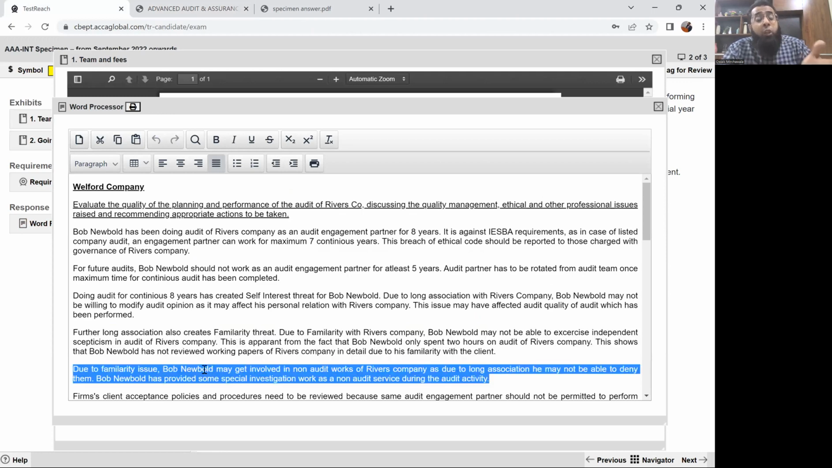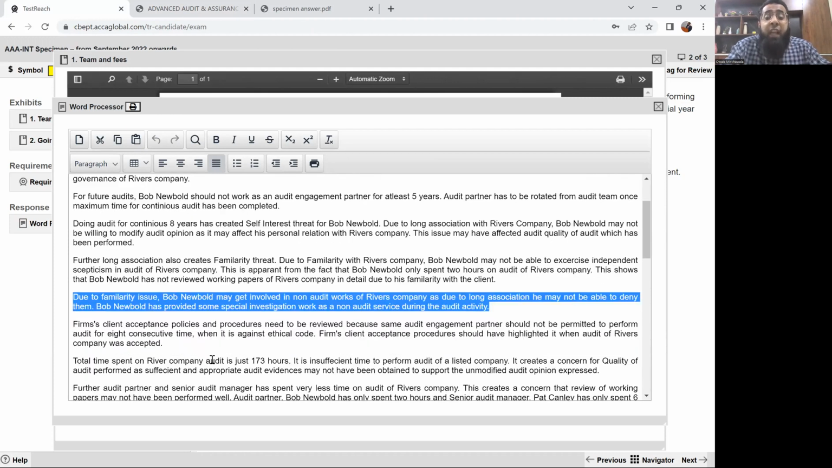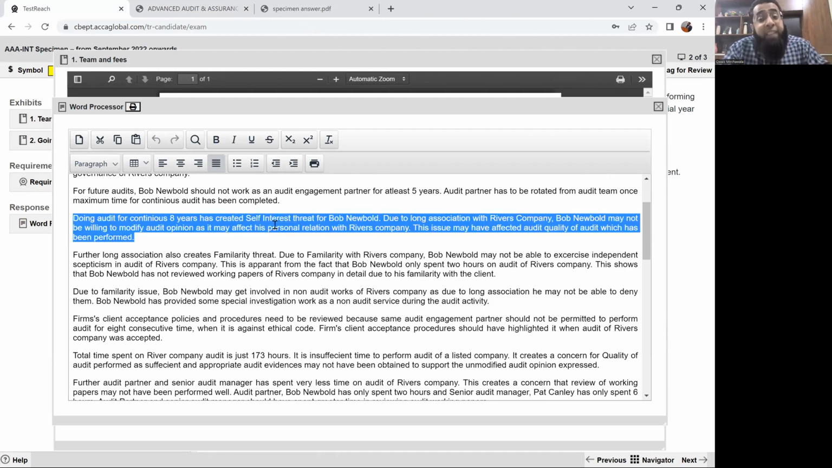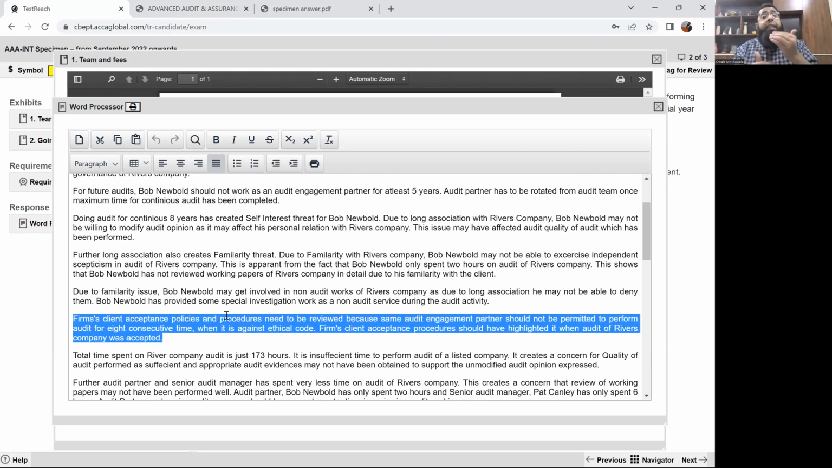We also referred the non-audit work issue, that there will be too much non-audit work. We also referred the issue of self-interest threat, that due to long association, there can be an issue of self-interest also. And then we referred the firm's client acceptance and policy issues.